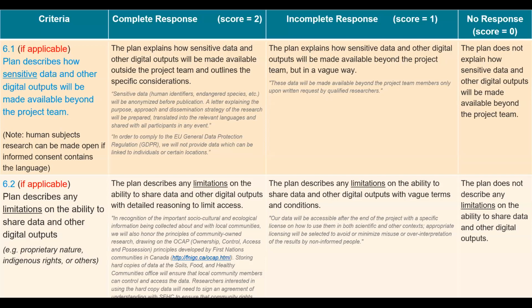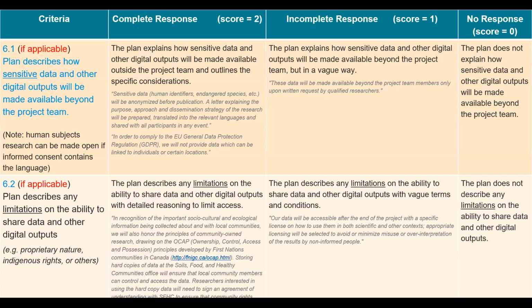An example of a complete response, receiving a score of 2: the plan explains how sensitive data and other digital outputs will be made available outside the project team and outlines the specific considerations. Here's an example. Sensitive data, human identifiers, endangered species, and so forth will be anonymized before publication. A letter explaining the purpose, approach, and dissemination strategy of the research will be prepared, translated into the relevant languages, and shared with all participants in the event. That is very detailed. It provides a background on how the sensitive data are collected, but also how they'll be made available, and the participants are aware of how their data will be reused.